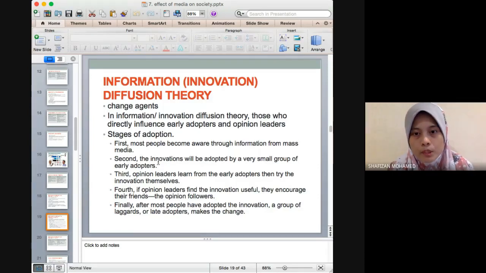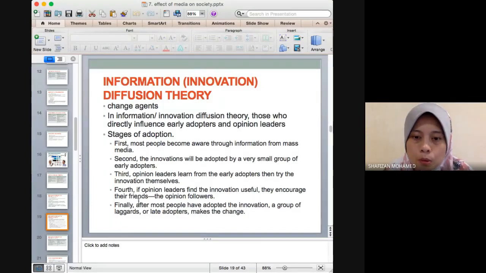Madonna starts to wear ripped jeans, then you see a lot of opinion leaders start to follow her. Maybe local celebrities start to wear ripped jeans. When they show it on television and on their Instagram, most people start to follow them. Then the adoption of those ripped jeans becomes larger. More people wear seluar koyak. So that is the majority.